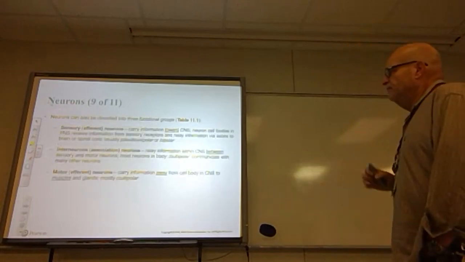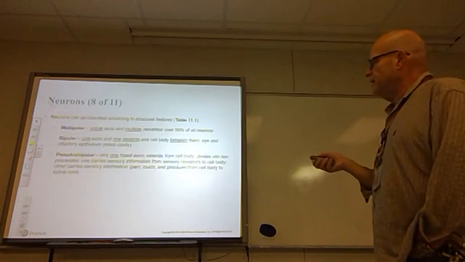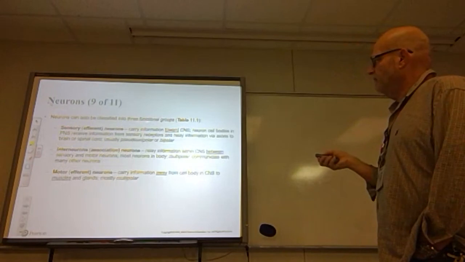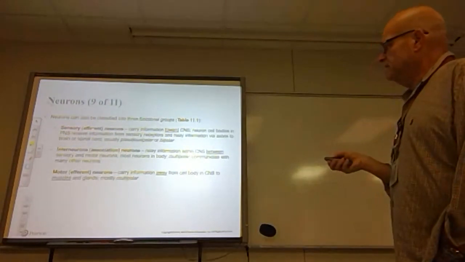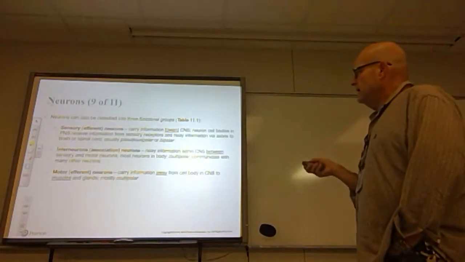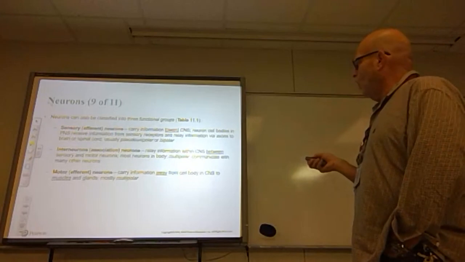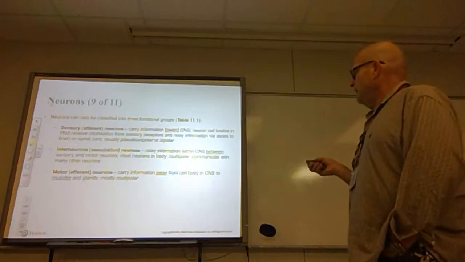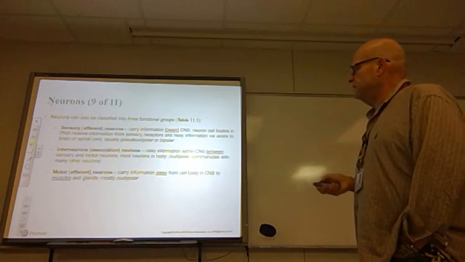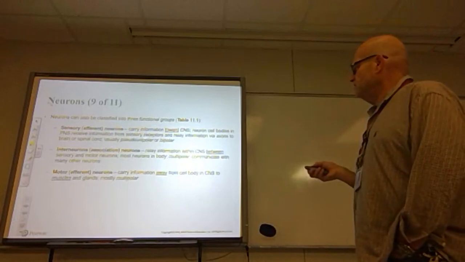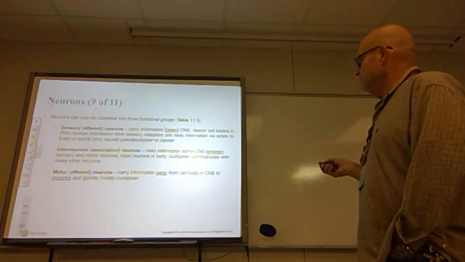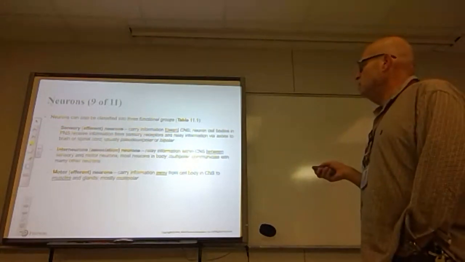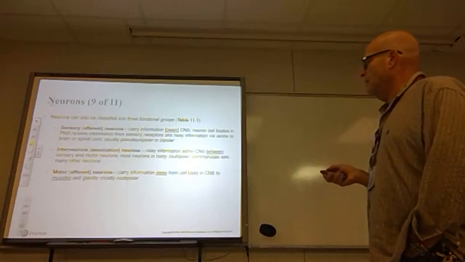Neurons can be classified in three functional groups. Now this is three types, structural groups, and then here are functional groups. You have the sensory or afferent neurons that carry information toward the central nervous system. They have cell bodies in the peripheral nervous system from the sensory receptors. They relay information via axons to the brain or spinal cord. These are usually pseudo-unipolar or bipolar.